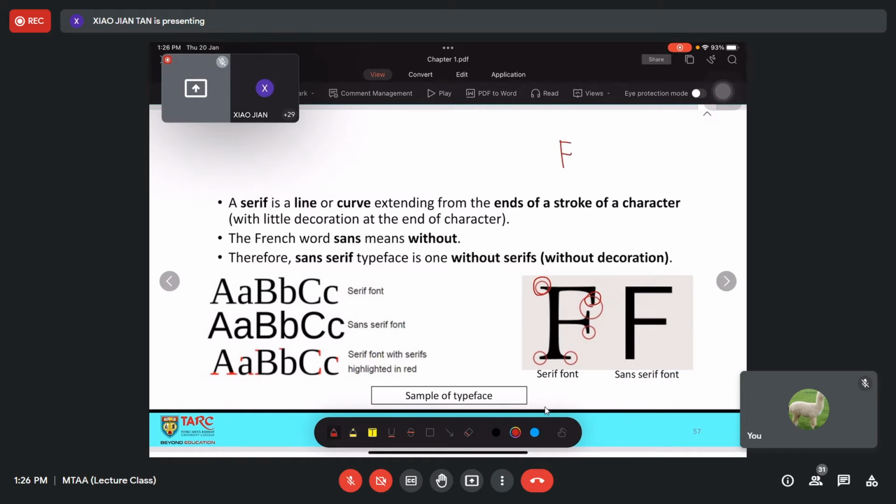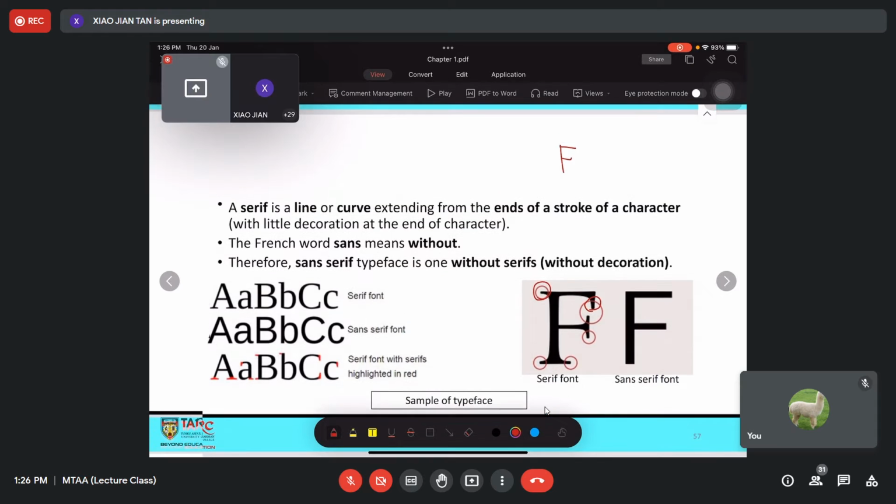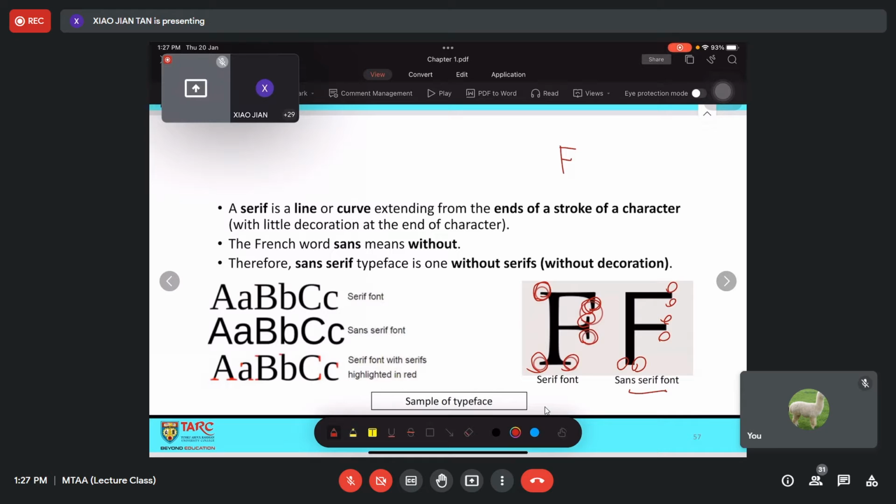So basically, you have an F like this one, with very small decorative patterns extending from the end of the character. This is known as a serif font. For sans serif, the definition of sans is without. Serif is the line or curve, so a sans serif font is without all those decorative curves and lines.